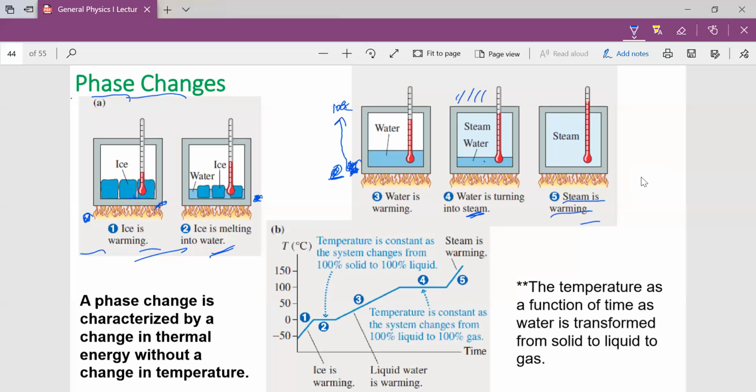Okay, so we see that the temperature is a function of the time that the heat is applied. So the water transformed from solid to liquid and to gas as a function of time. So the transformation took place over the time that heat was applied.